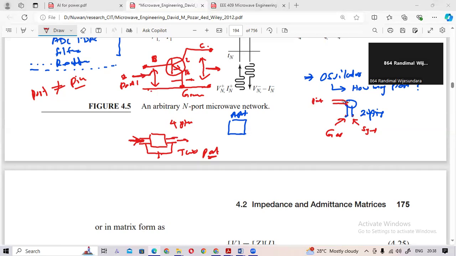No, it is active. An oscillator is an active one. We are giving power, which means it is an active component. If you do not need to give power, it is a passive component. Some oscillators are passive actually. Some oscillators, such as crystal oscillators, are passive. But some oscillators are active.